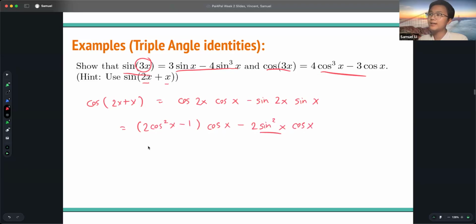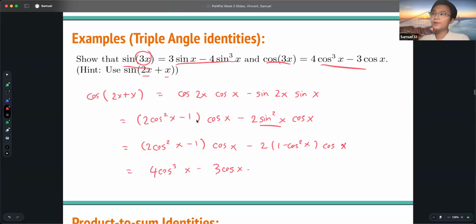And once again, we have the sine squared x. We use Pythagorean identities to take care of that. Then we combine like terms, and we should get something like this, as desired.